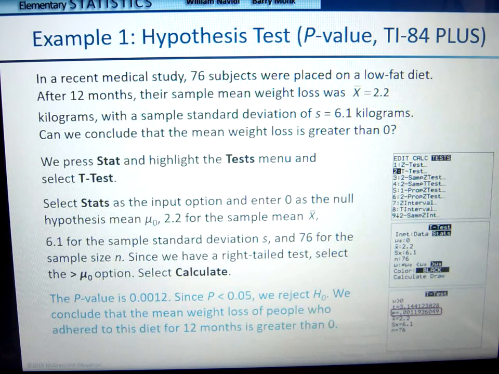Our mean mu is 0. Our sample mean is 2.2. Our standard deviation is 6.1. Our number of people is 76. We are looking at whether it's greater than the null hypothesis.